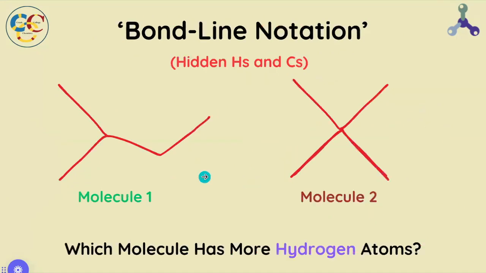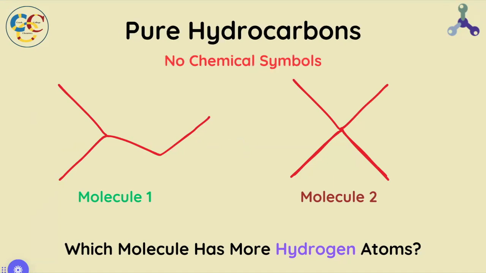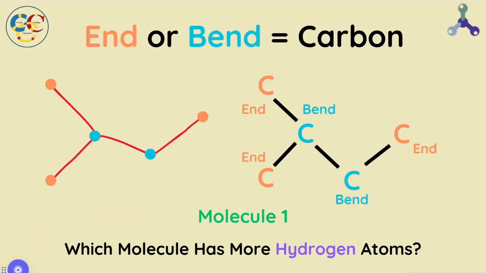Both of these molecules are in what's called bond line notation, which means that all the carbon and hydrogen atoms are implied with a series of jagged and crossing lines rather than chemical symbols. Beyond that, these two hydrocarbons are only composed of C and H because any other atom would need to be expressed with its chemical symbol. For instance, neither molecule has oxygen because it would need its chemical symbol explicitly included in the diagram. Likewise, all of the ends and bends are carbon atoms.